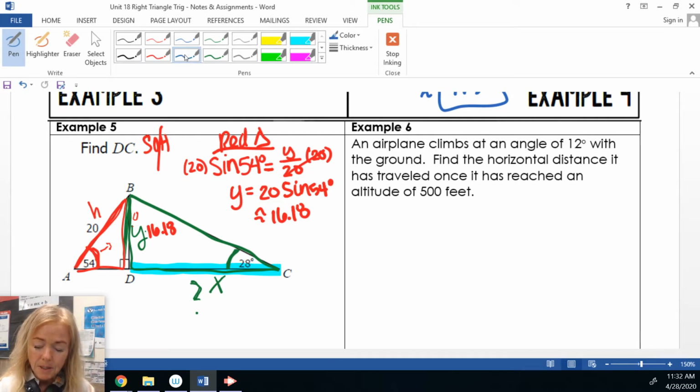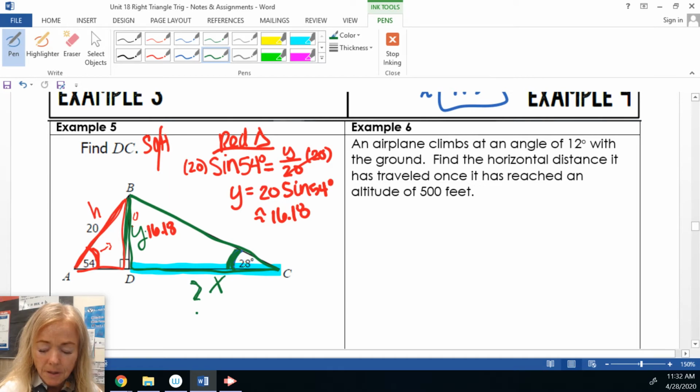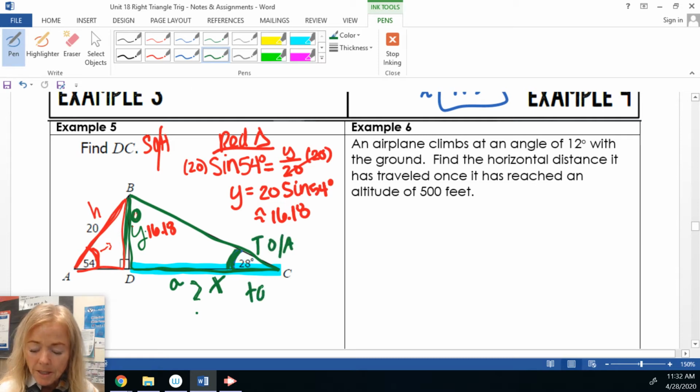All right, 16.18. Now I can set up a second function. I'm going to use a different color with this angle that's 28. Maybe I'll use green since it's already green. So 28, and here I have the opposite side again is 16.18, and then I'm looking for the adjacent side that runs right into the angle. On the green triangle, we have nothing to do with the hypotenuse. So what we have is O and A, which is tangent. TOA, tangent. So tangent of the angle 28 is equal to opposite, which is 16.18, over adjacent, which is X.